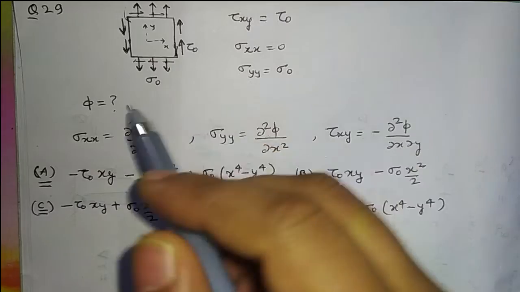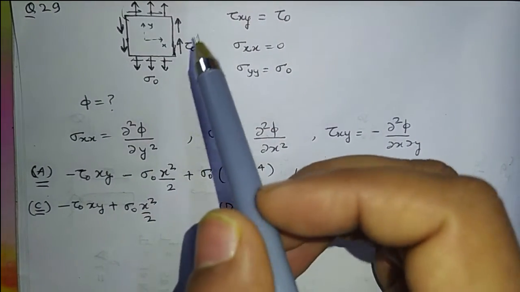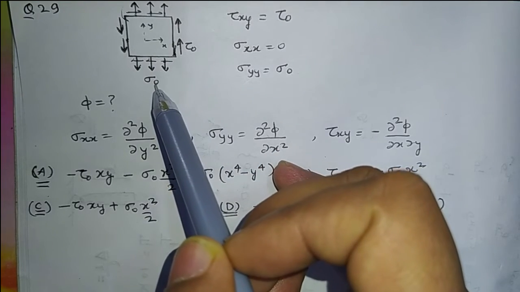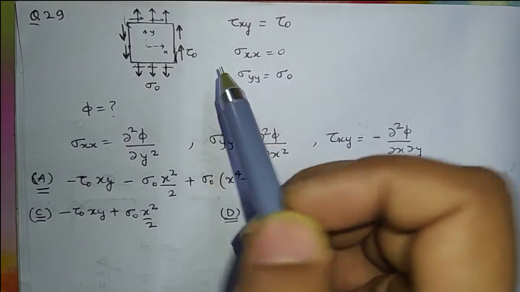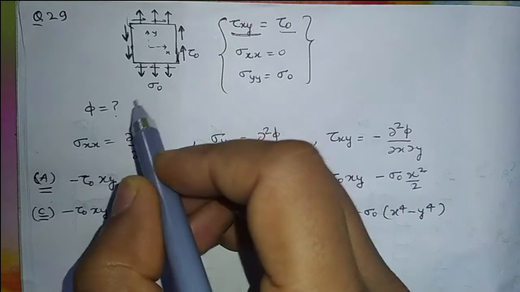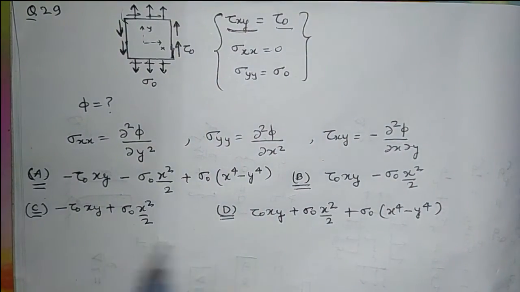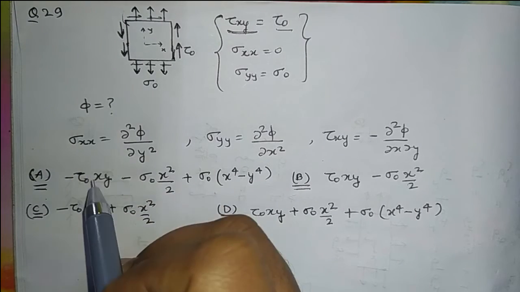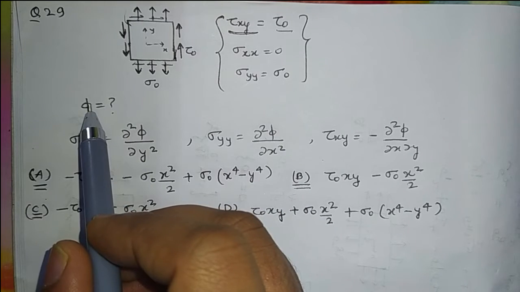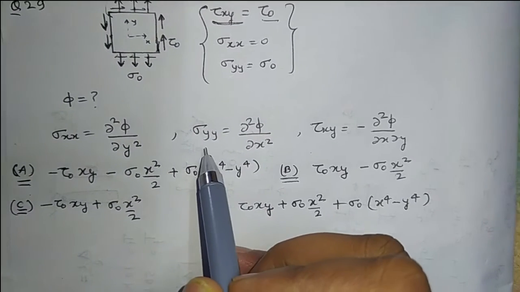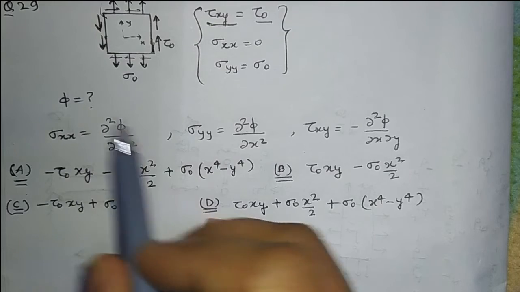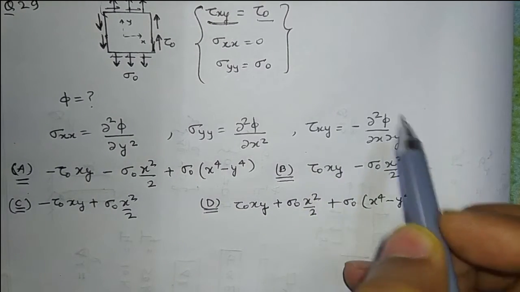Question number 29. A thin rectangular plate is given which is subjected to a two-dimensional state of stress: tau naught, which is in-plane shear stress, and sigma y, which is equal to sigma naught. There is no normal stress in the x direction. These values are given: tau xy is equal to tau naught, sigma x is 0, sigma y equal to sigma naught. You have to choose the correct Airy stress function, denoted by phi. For getting the normal stress in the x direction, we have to partially differentiate the stress function with respect to y 2 times. Similarly, for sigma y, the normal stress in the y direction, we partially differentiate the stress function with respect to x 2 times, and tau xy is given by this.